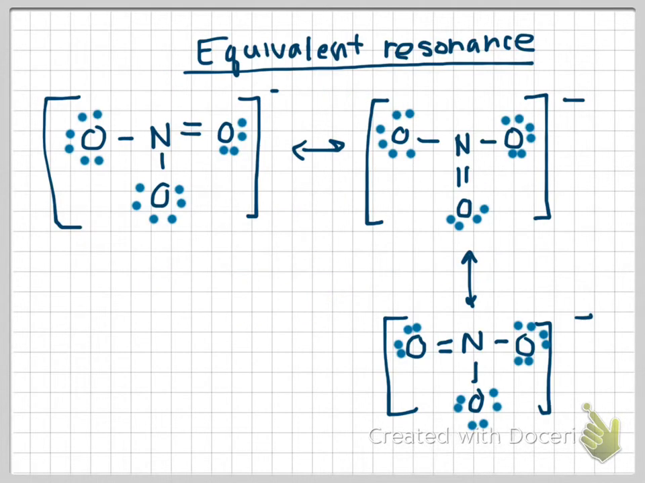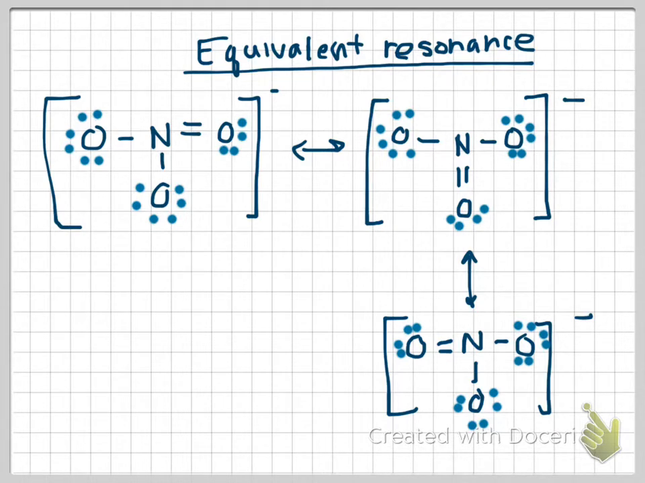First, let's remind ourselves what resonance is and what it means to have an equivalent resonance structure. Resonance occurs when I can draw a molecule or a Lewis structure in more than one way and satisfy all the electron needs in terms of the octet rule or the full valence.